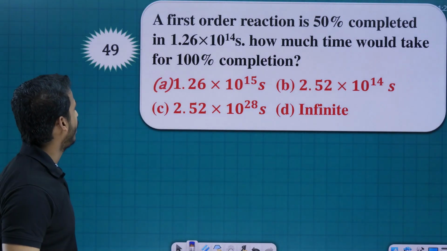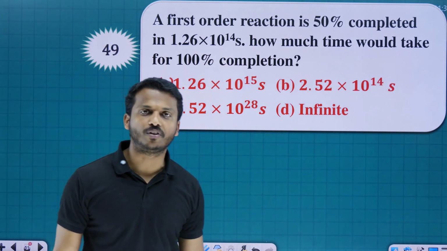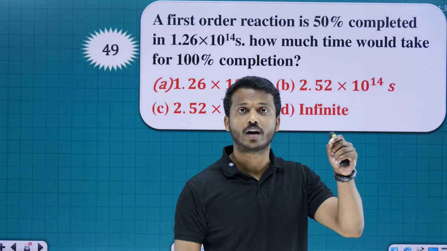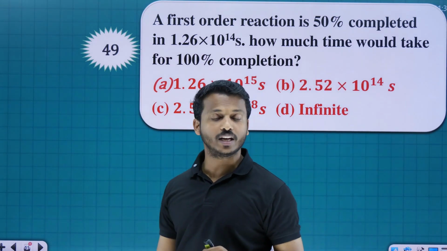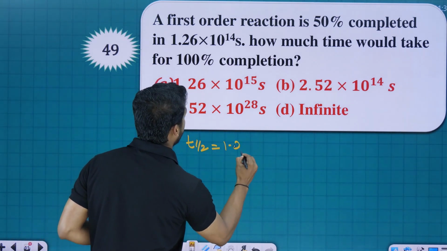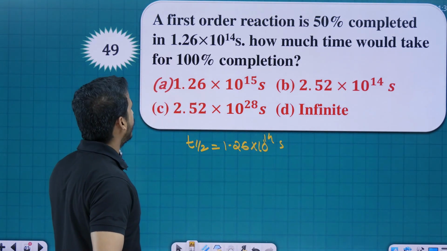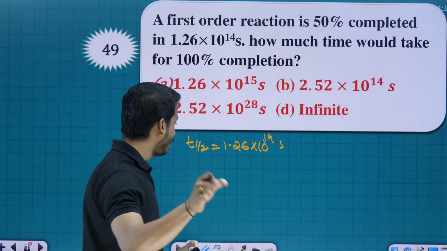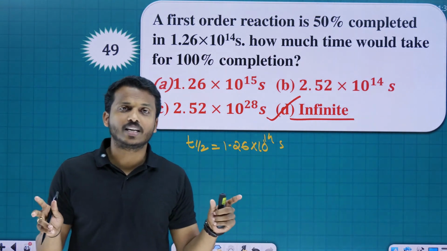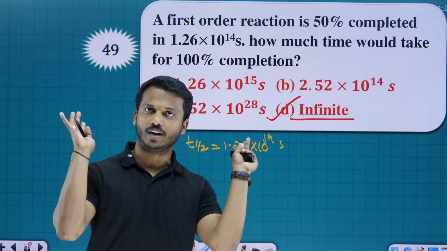Option C. Next one, a first order reaction is 50% completed. What do you mean by 50% completed? It's half-life. What do you mean by half-life, dear? It is the time taken for a reactant to reduce to half of the initial amount. 50% completed means half-life, given as 1.26 into 10 raised to 14 seconds. How much time will it take to reach 100%? Dear, no need of any calculation, directly write infinite. Why? 100% decomposition is not defined, it's infinite. It may take infinite time.